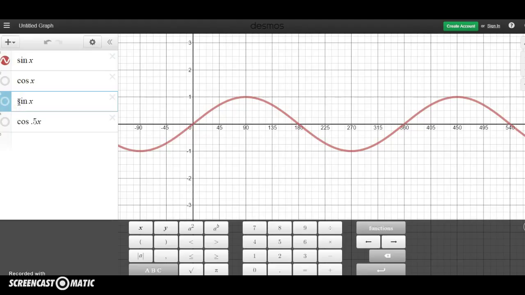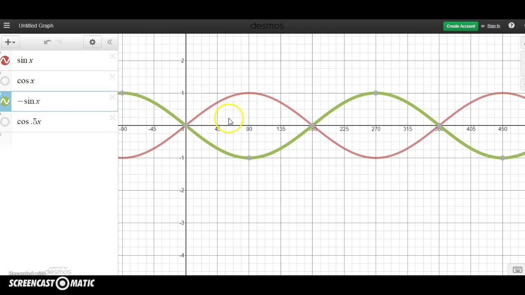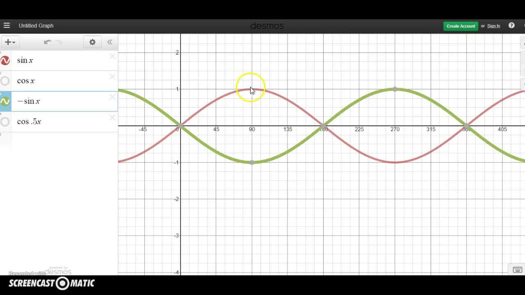Let's first throw a negative in front and see what happens. If I just throw a negative right in front, see if you can figure out what's going to happen. It's going to flip. So I have a reflection in the x-axis. What was 1 is -1. What was 0 stays at 0, but any other point here.